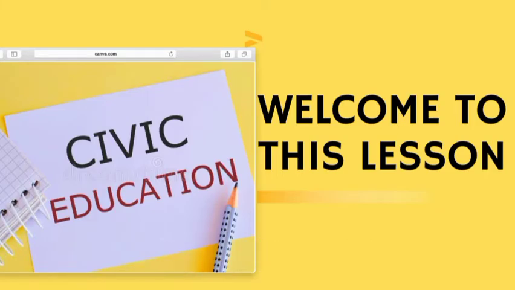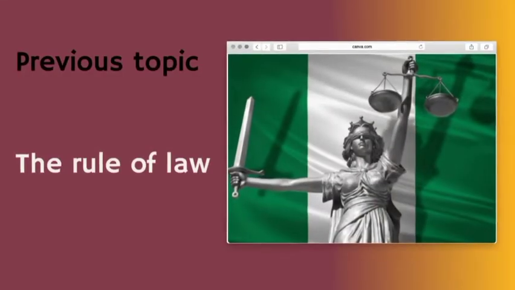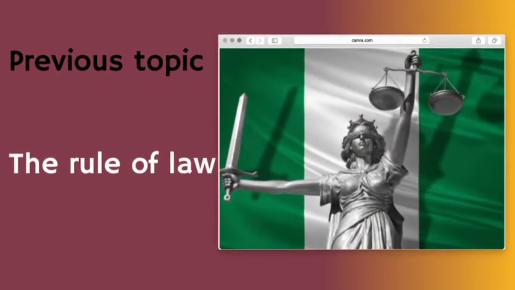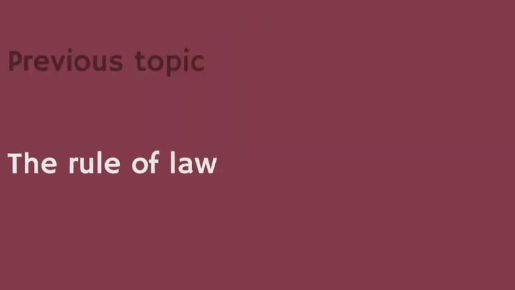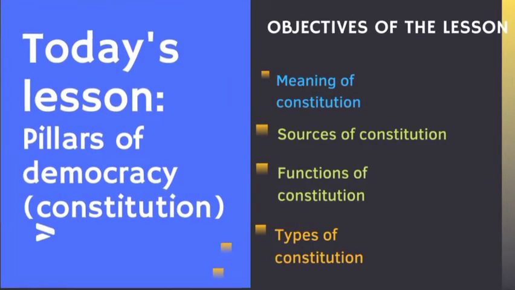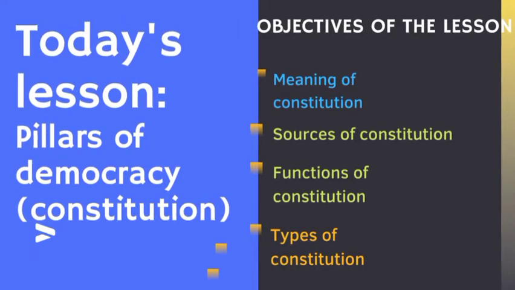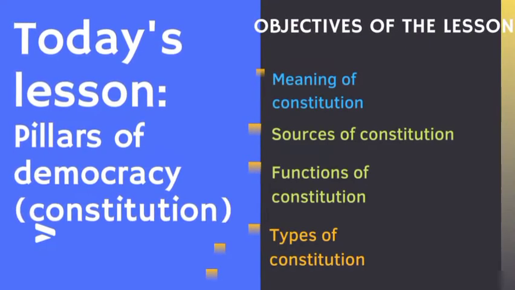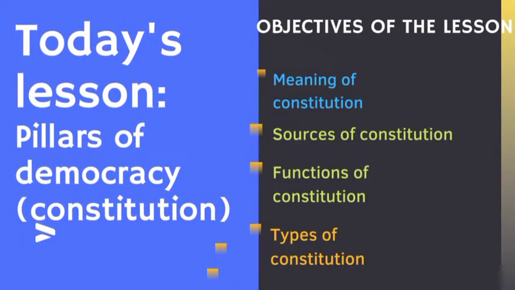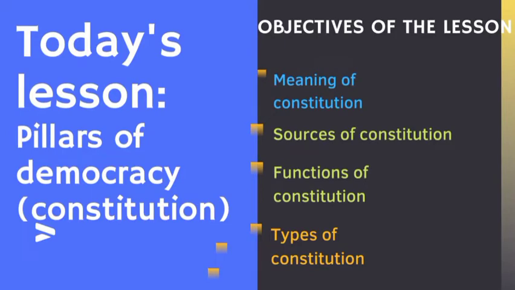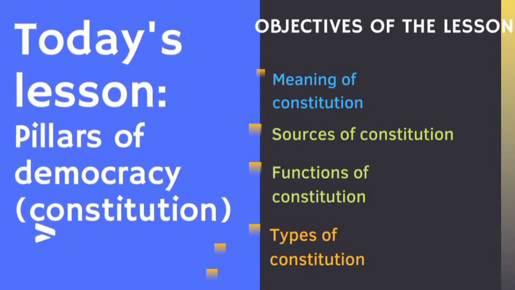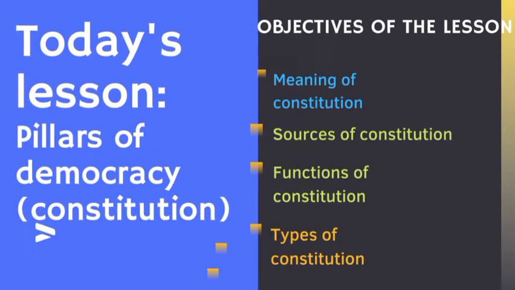Remember, in our last class, we discussed the rule of law. In this lesson, you're going to be learning about pillars of democracy, also known as constitution. The objectives for this lesson are: you should be able to know the meaning of a constitution, the sources of constitution, the functions of constitution, and the types of constitution.